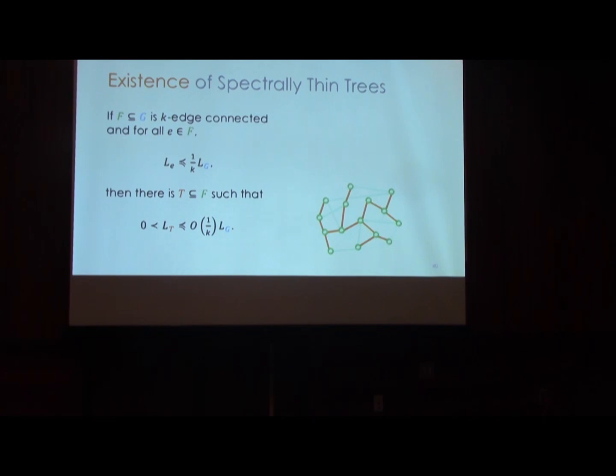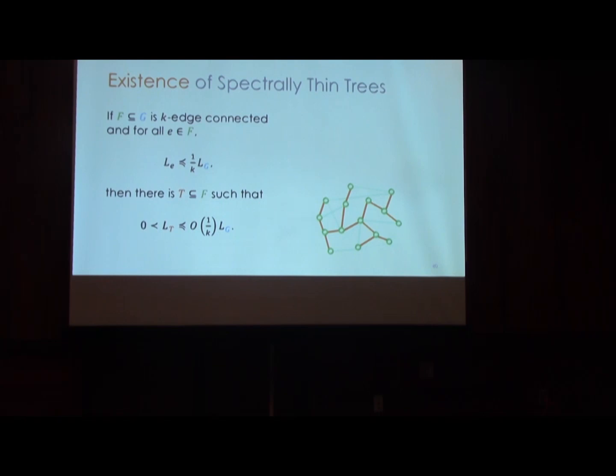You're taking the effective resistance with respect to the graph G, but the effective resistance is small only for the subset F. Then our result implies that you can find a spectrally thin tree that is a subset of F. I have to use the fact that F is k-edge connected and that these effective resistances are small. If the subset F was the whole graph, this would have already been implied by MSS and RBL.